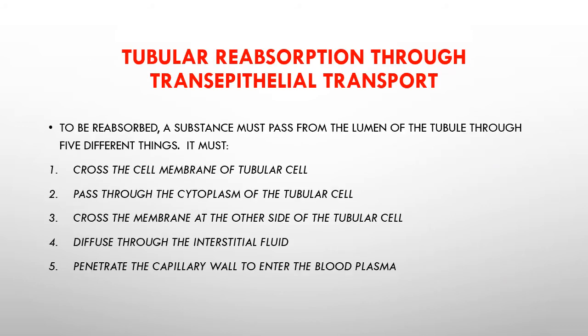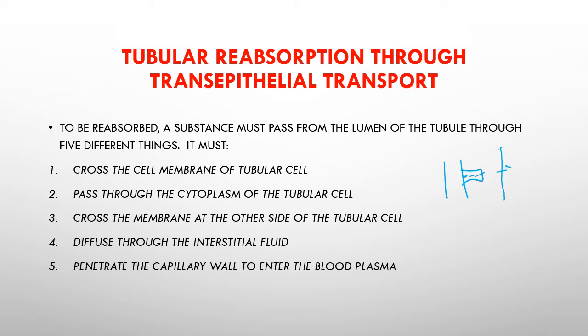And so tubular reabsorption can be broken down into 5 steps or stages that have to happen in order to get substances to move through the cells themselves. The first thing, and we'll look at the picture in just a second, is they have to go through the membrane of our tubular cell. So they have to cross from the lumen through that first membrane. Then they have to go through the cytoplasm. Then they have to go through the membrane at the other end to get into the interstitial fluid.